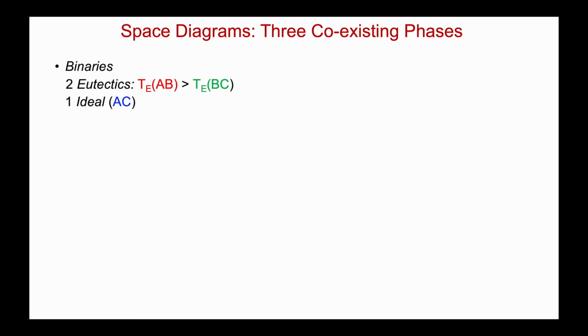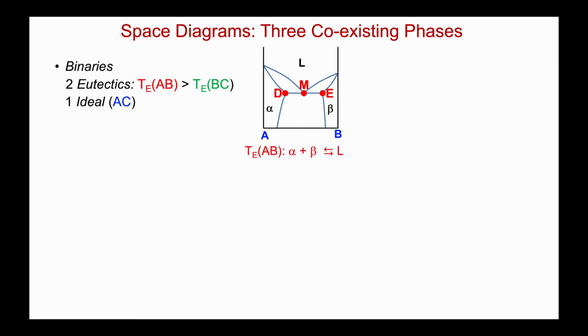Okay, let's ramp up the complexity a little bit by now looking at a ternary system where two of the binaries contain a eutectic and one of them is still ideal. So in this case, I've made the AB binary have a eutectic with some solid solution on either side, an alpha region solid solution and a beta region based around B. Here's my eutectic liquid in the binary.